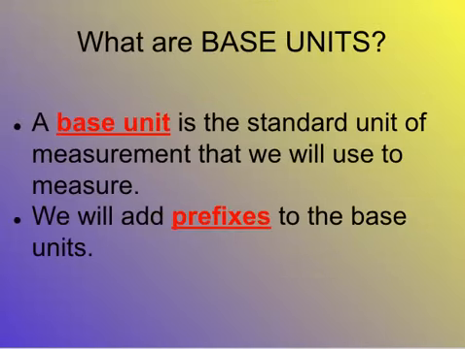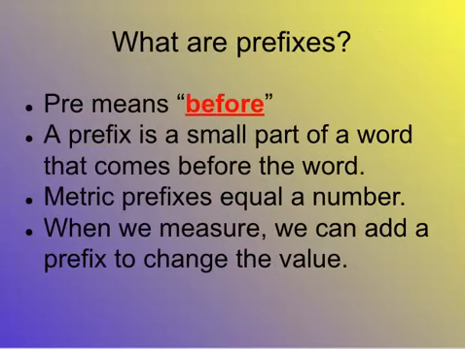So what are base units? Well, the base unit, say in the metric system, is the meter for length. And a base unit is the standard unit of measurement that we will use to measure. And again, the meter is for length. All we do is add prefixes to change the base units. What is a prefix? Remember, that's what you put before the main part of the word. And a prefix is a small part of a word that comes before the word. Metric prefixes equal a number. When we measure, we can add a prefix to change the value.